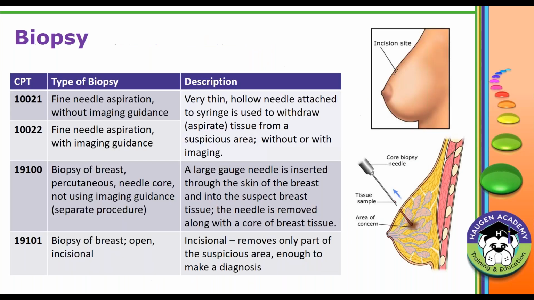Next, we have biopsy procedures. FNA is a quick and simple procedure that removes some fluid or cells from a breast lesion or cyst with a fine needle.